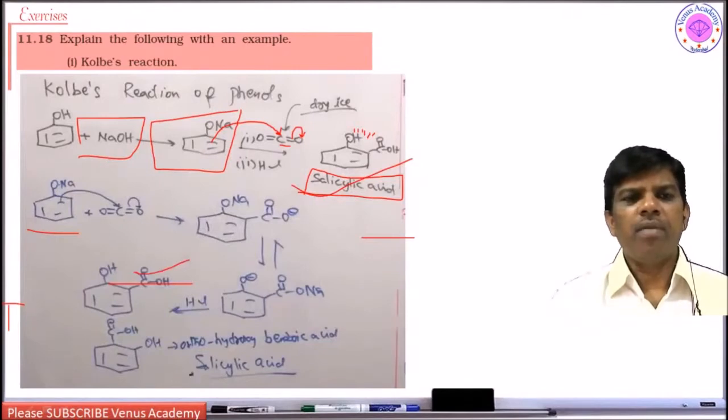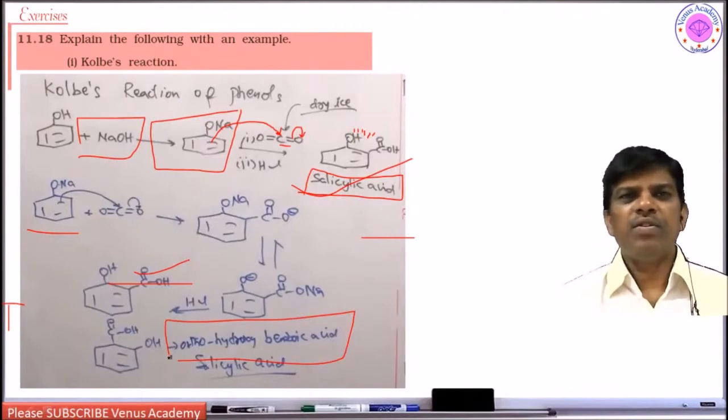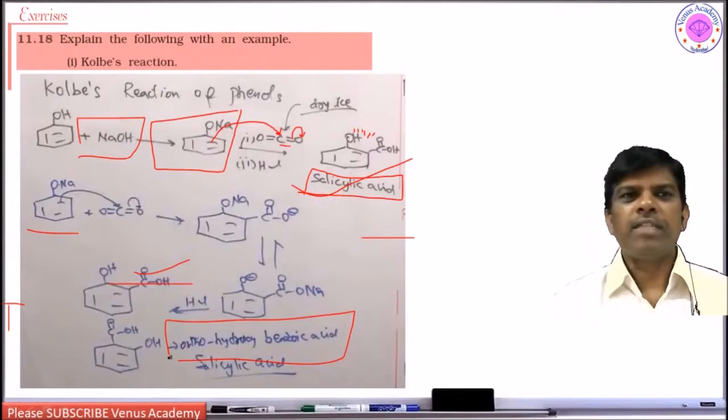It is going to form orthohydroxybenzoic acid. What is the common name of this orthohydroxybenzoic acid? It is salicylic acid. Where do you find this salicylic acid? Salicylic acid is used for the preparation of acetyl salicylic acid. That acetyl salicylic acid is nothing but aspirin.